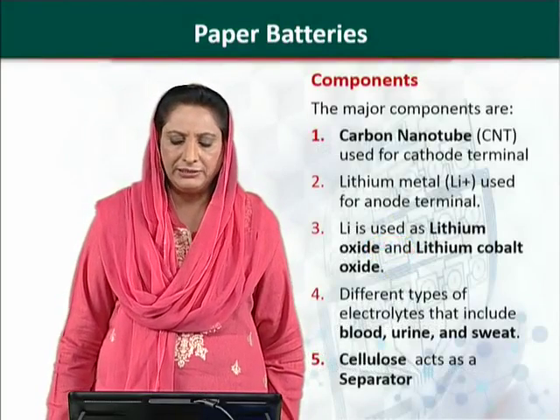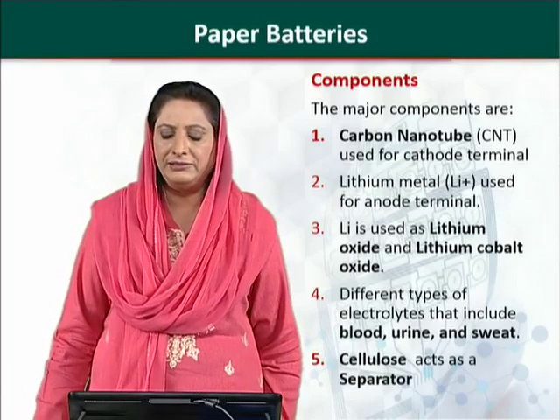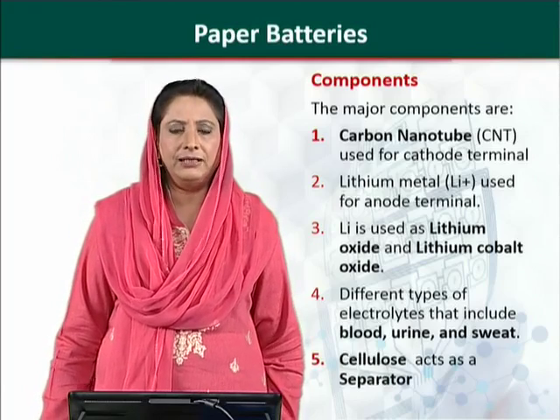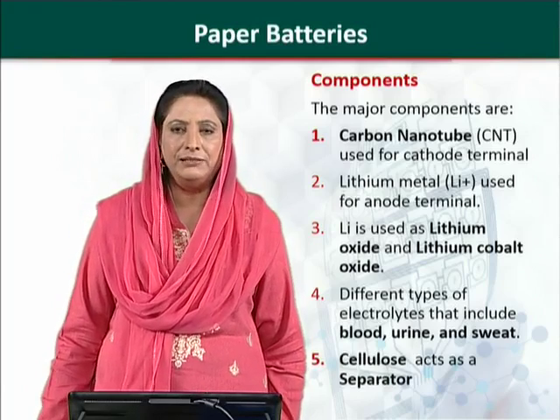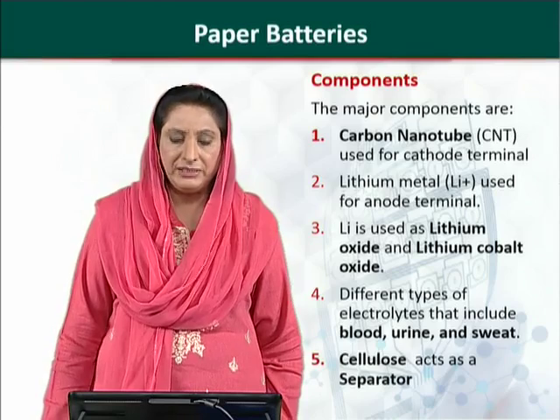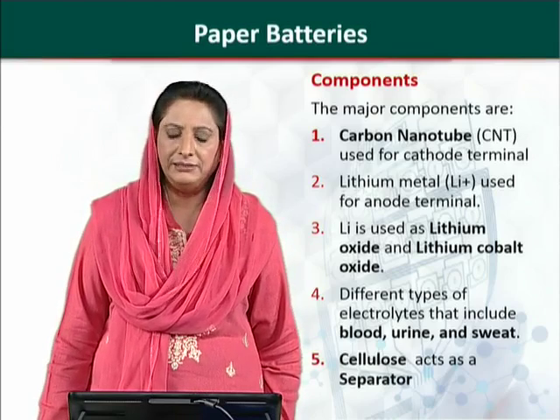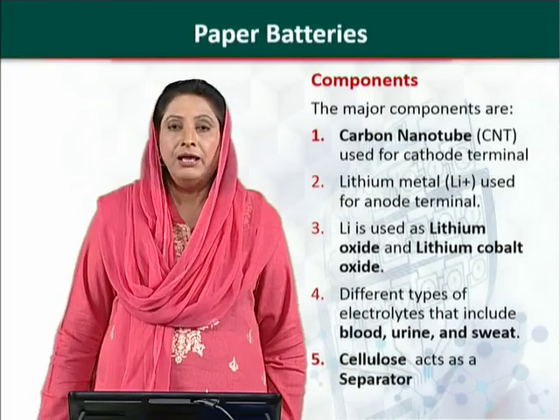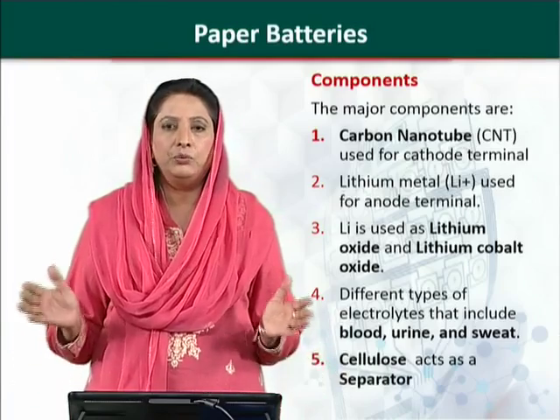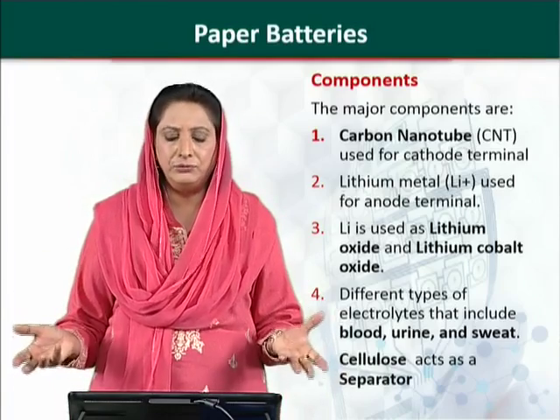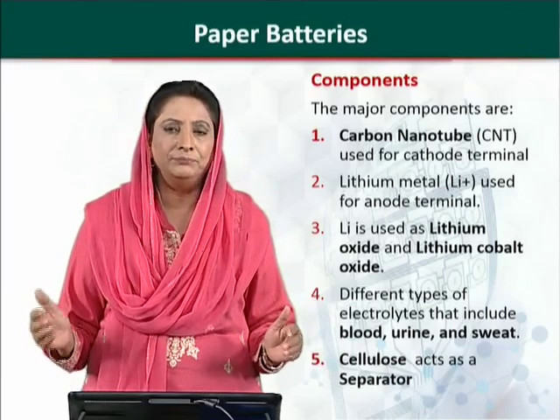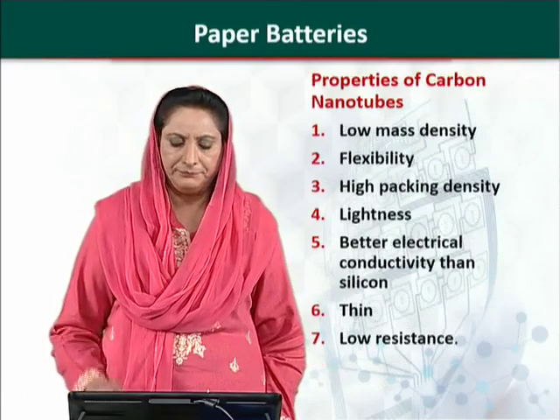The other components that are used in paper batteries is carbon nanotubes. Carbon nanotubes are used as cathode, and the lithium based material is used as anode. Lithium is used in 2 forms. One is lithium oxide and other is lithium cobalt oxide. And what about the separator? Cellulose acts as a separator. And what about the electrolyte? The biological fluids such as blood, urine, sweat, which are used as a test sample, can act as an electrolyte.